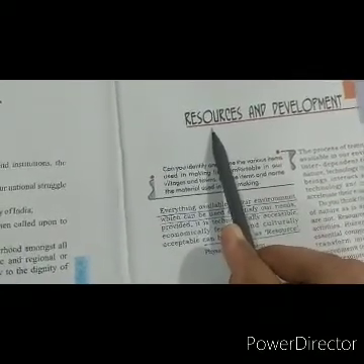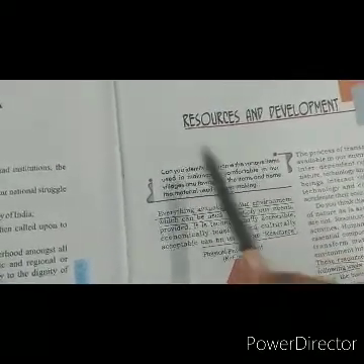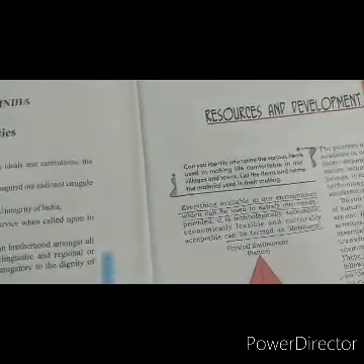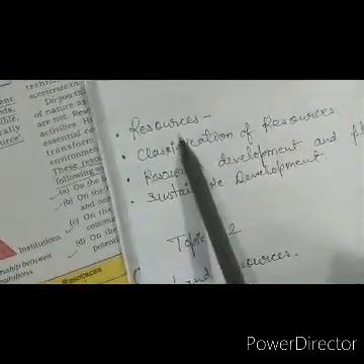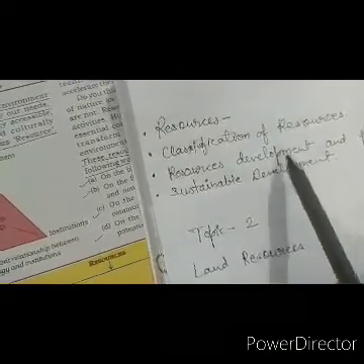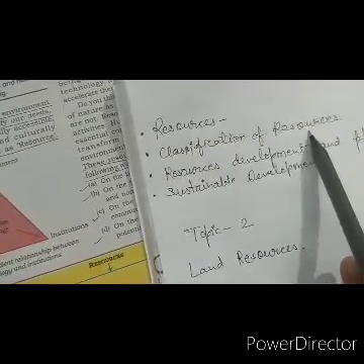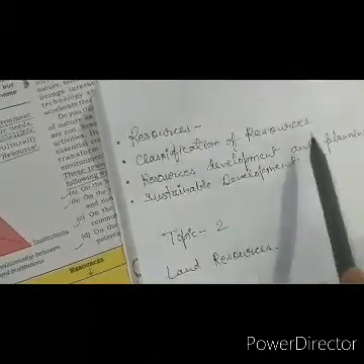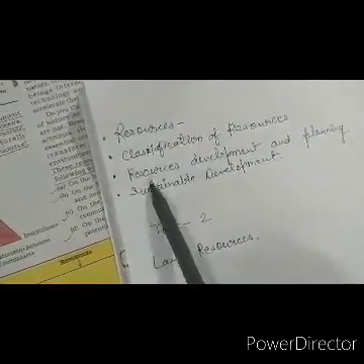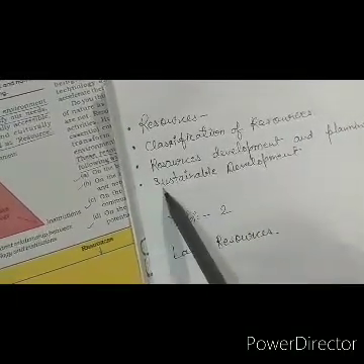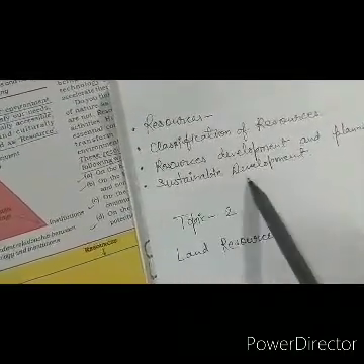Everything which is available in our environment and useful to us is a resource. So I explained some topics: the meaning of resources, and the classification of resources, which I divided into two parts, natural and human-made resources, and we discussed a lot about it. And then there was resource development and planning, and after this, sustainable development.